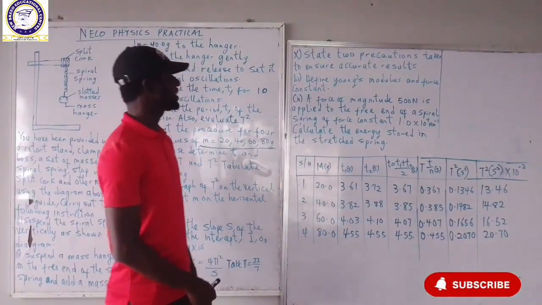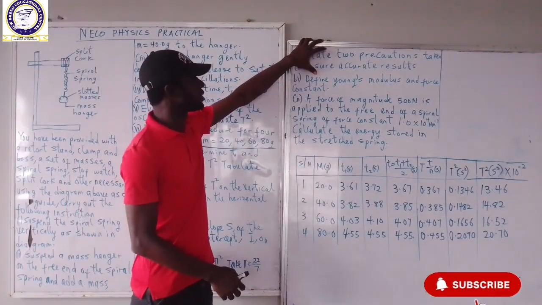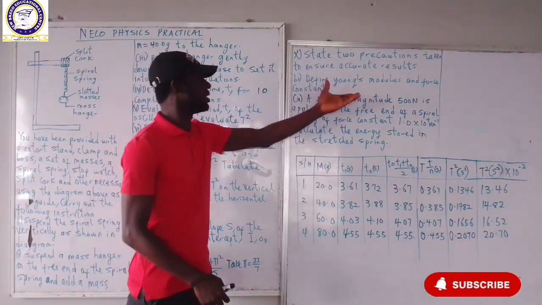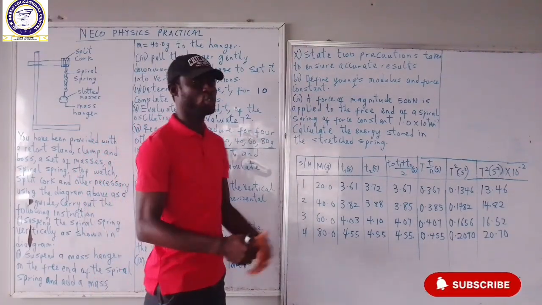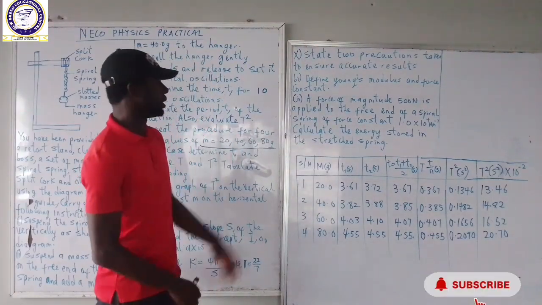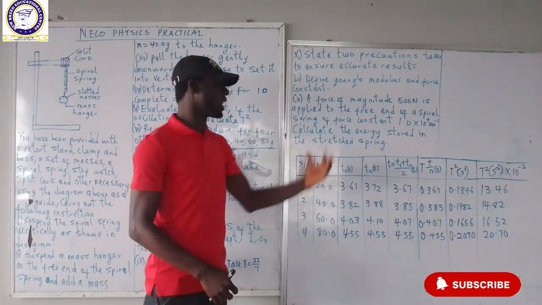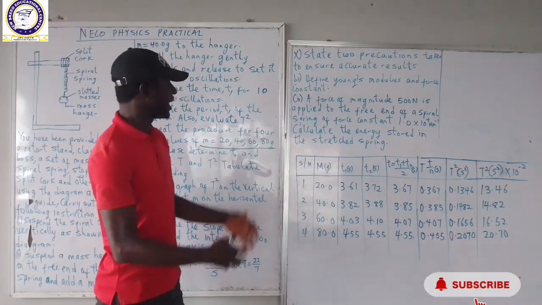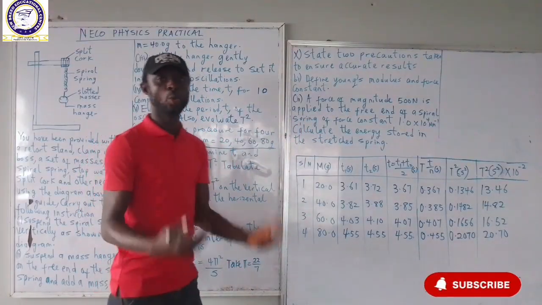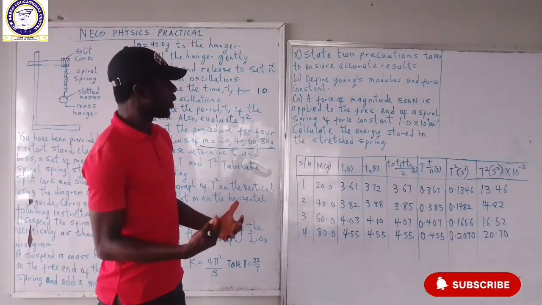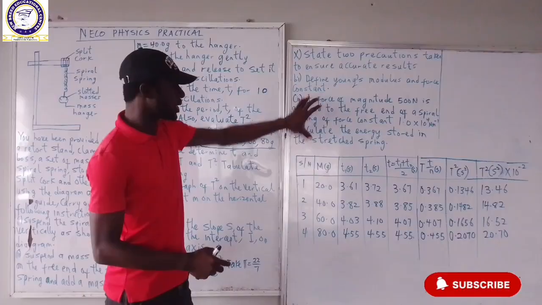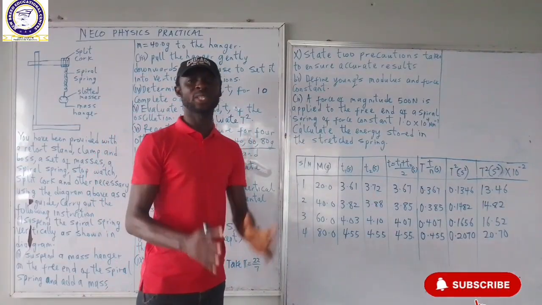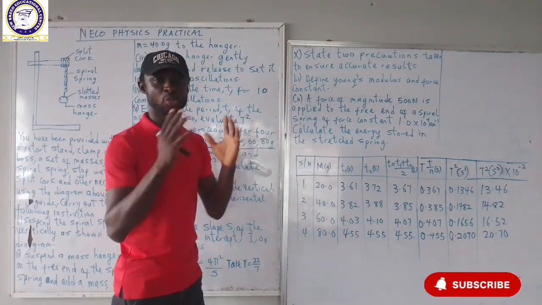Now the next aspect is they ask us to state two precautions and define this constant, Young's modulus, and force constant. I want you to do that and drop it for me in the comment section. The next aspect is the calculation aspect of this practical, and this practical is about Hooke's law. So follow me through my next video, because in my next video I'm going to treat this question and every calculation that has to do with Hooke's law.